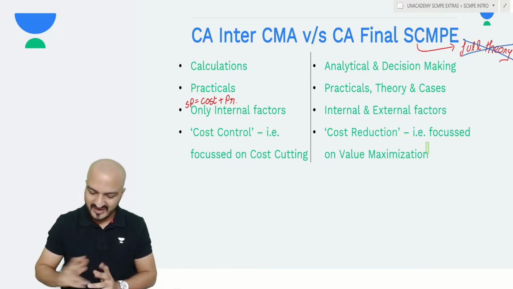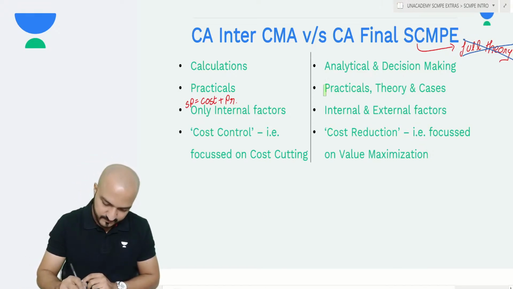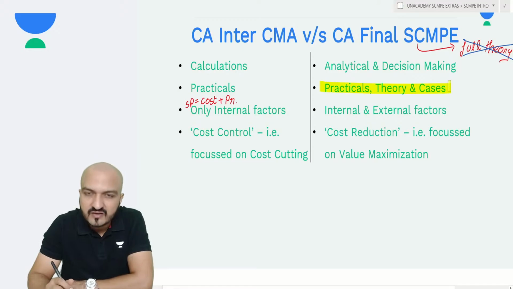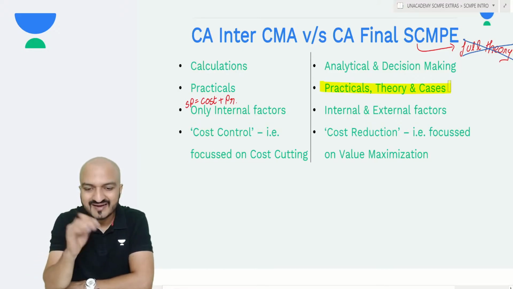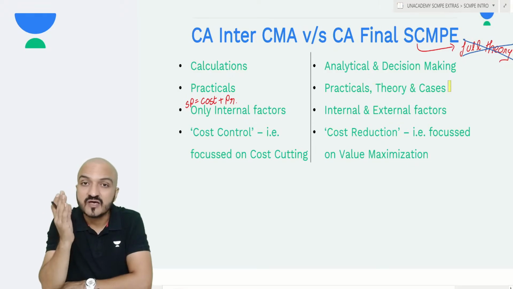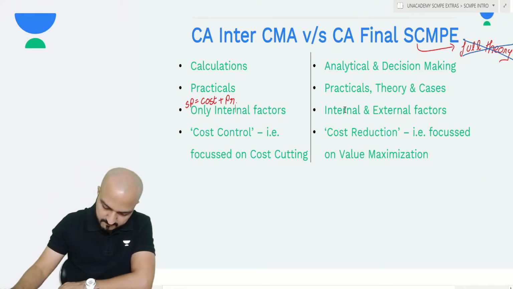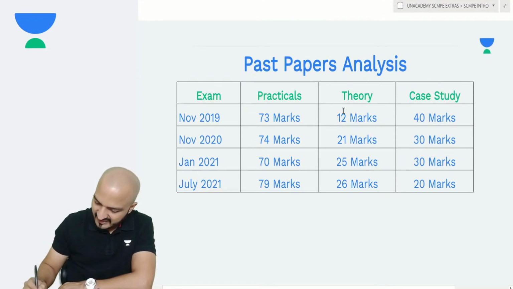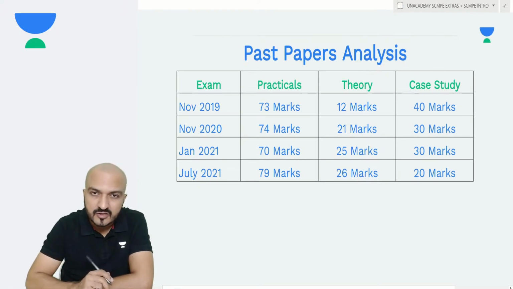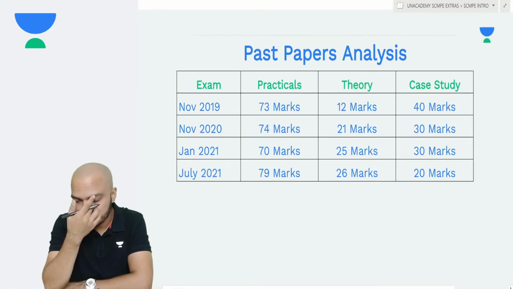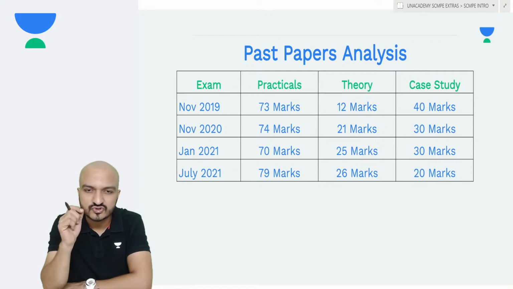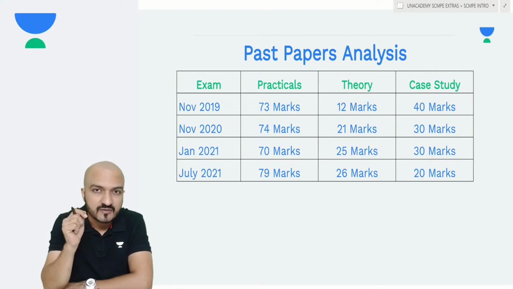And as part of this discussion, I said that at final level we have practicals plus theory plus case studies. So one thing I told you is that final level costing is mostly about writing analysis. Analysis is so important that let me show you some past exam analysis. I've just made some analysis of some past papers. Every exam of CA Final costing has been of approximately 125 marks, because 25 marks of options are there. So total 125 marks paper. And this is my analysis of the past 4 or 5 papers.